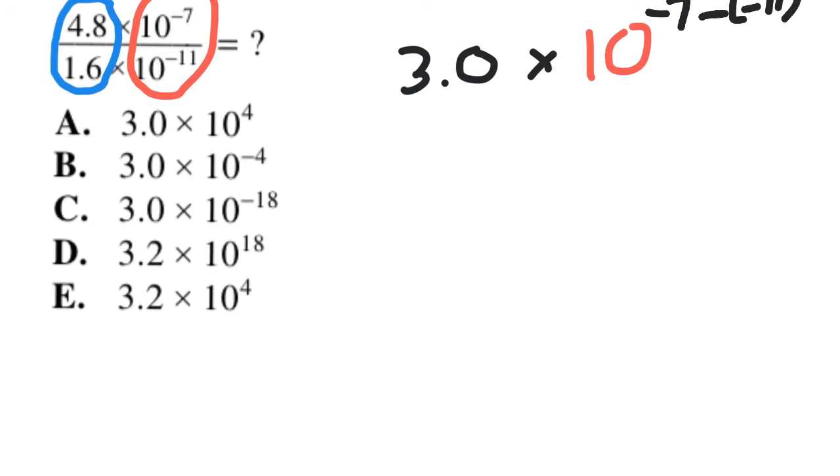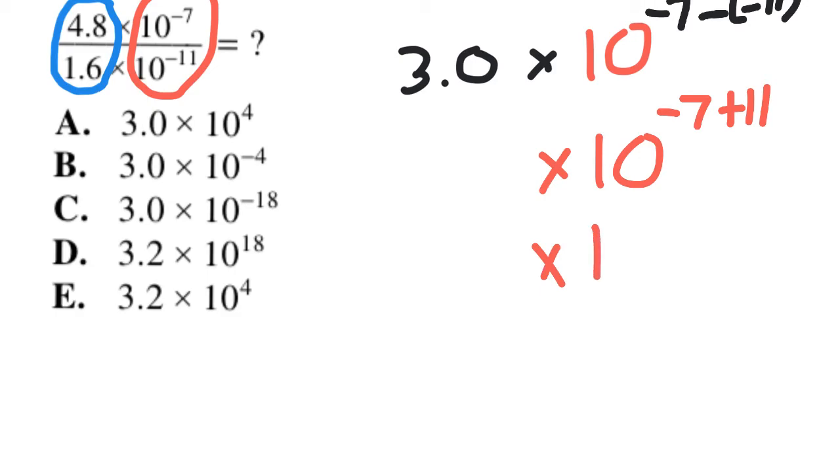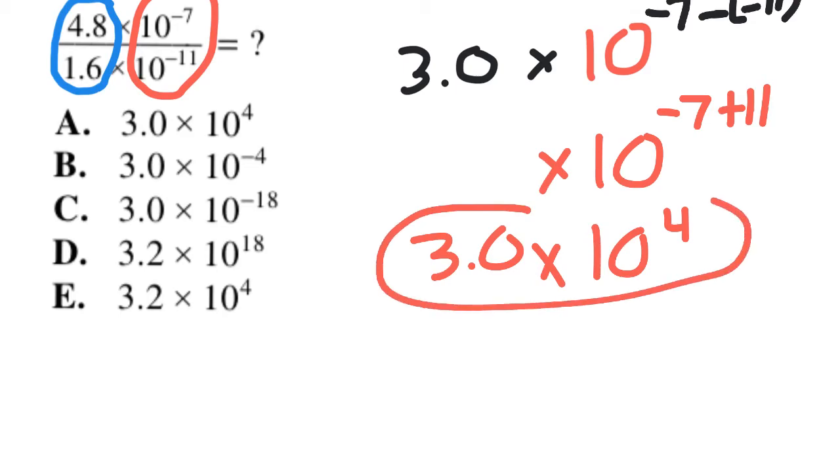So again, quick little math here. Minus negative 11 is the same thing as adding 11. And negative 7 plus 11 is 4. So the correct answer here should be 3.0 times 10 to the 4th, which is A.